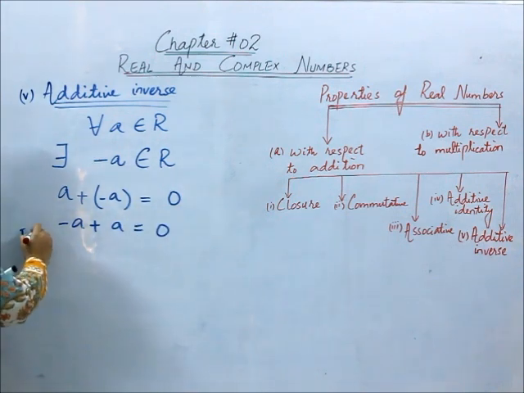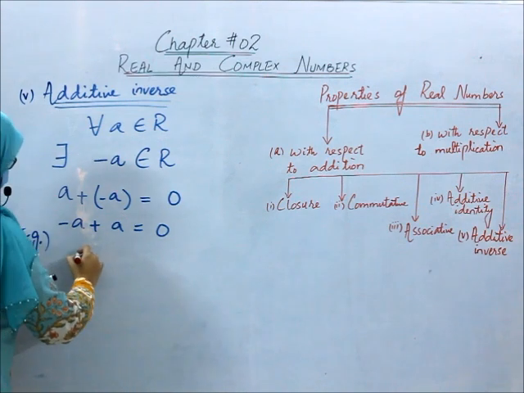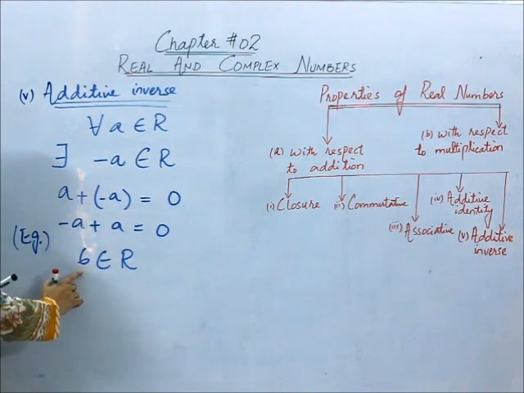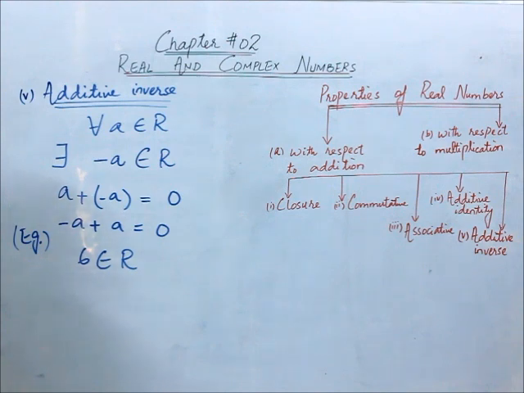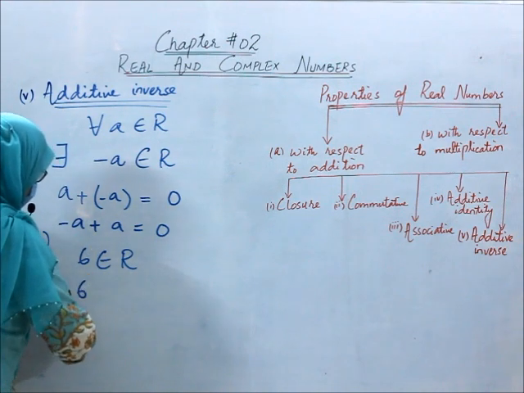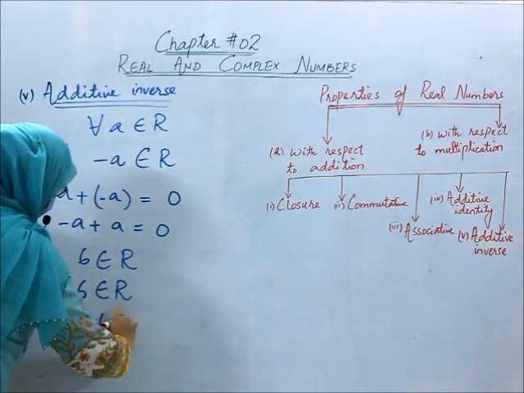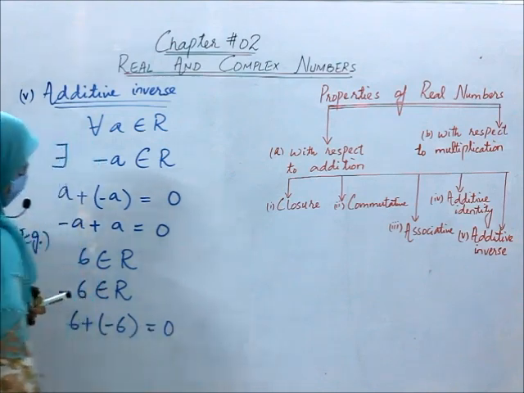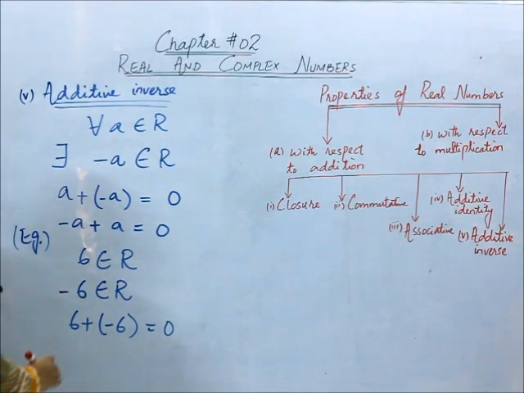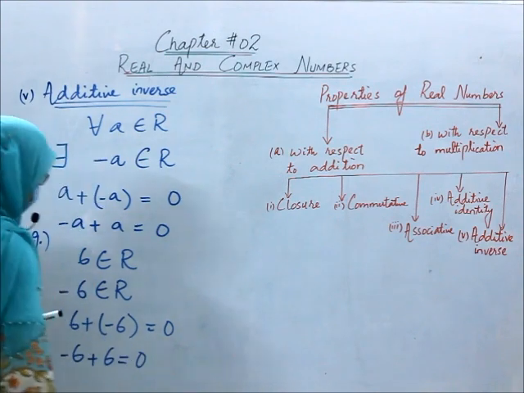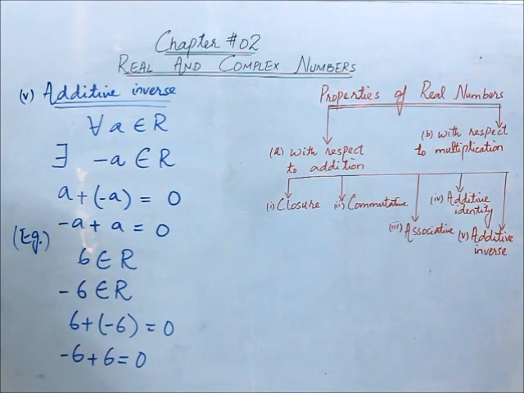For example, if we take 6, 6 belongs to the set of real numbers. So for 6, which number would be added to 6 to give us the answer as 0? Yes, -6. The negative of that number, when added to it, will give you the answer as what? Additive identity, that is 0. Or we can change the order as well, that is -6 plus 6 also gives you 0 as the answer. So these are the properties of the real numbers with respect to addition.